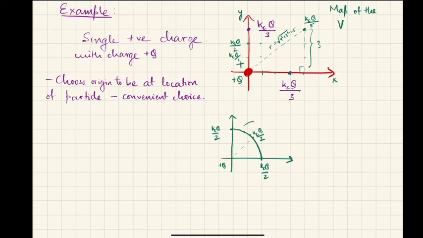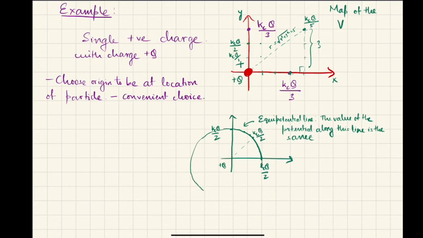Okay, so this is referred to as an equipotential line. That is, the value of the potential along this line is the same, and in this example it's just kcq over 2. And in fact, I've only drawn this for the positive quadrant, but you can continue drawing this for the whole quadrant. So this is in fact just going to be a nice round circle. If you do the calculation, you will see that this is just a nice round circle. Okay, so that's one equipotential line.